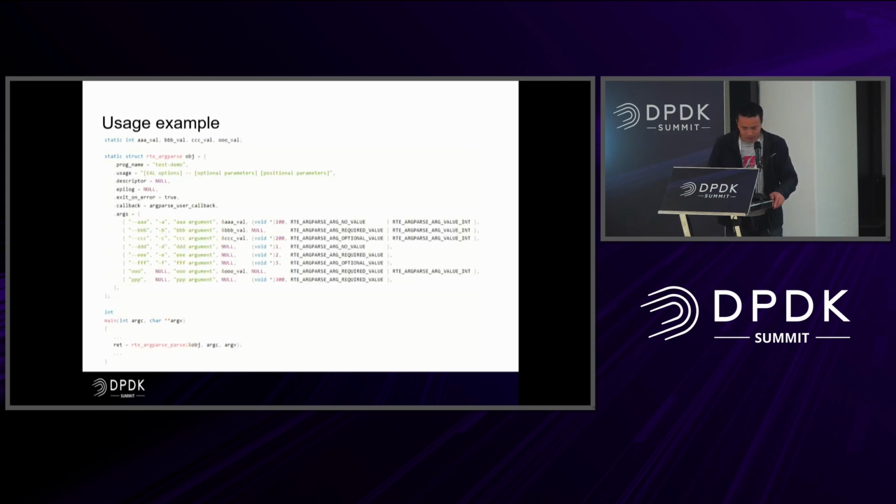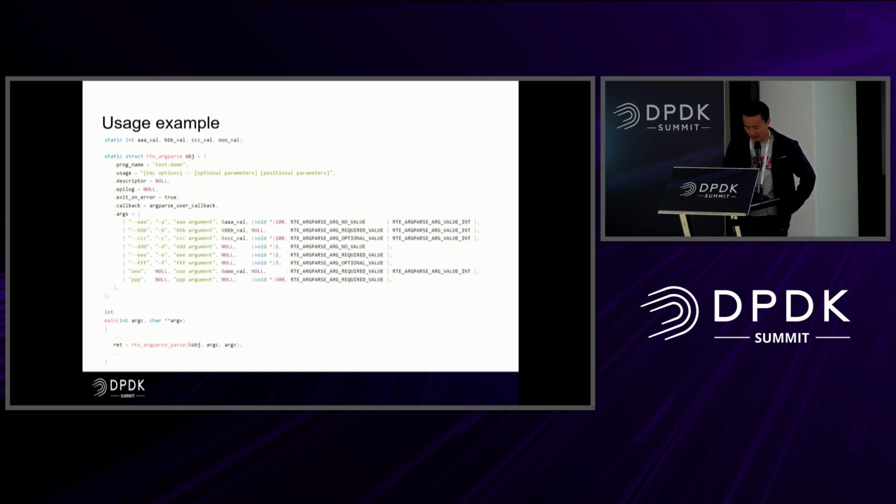Here is one example, and it's in the documentation of this library. It's very unlike before, with getopt, where things are spread across many different places. Here it is located in just one structure, and in the main function we just invoke the rte_argparse API, in just one line.